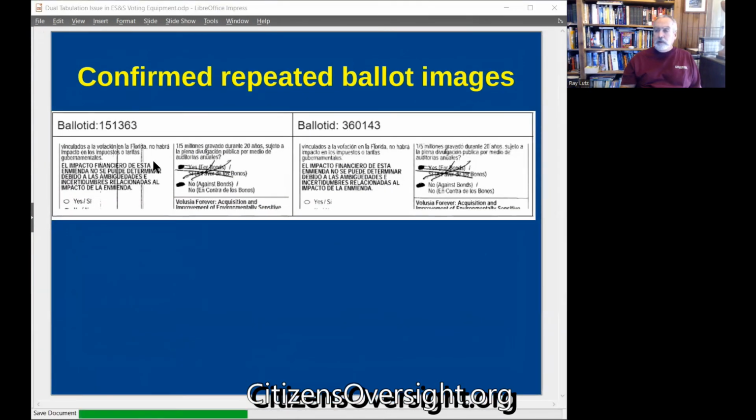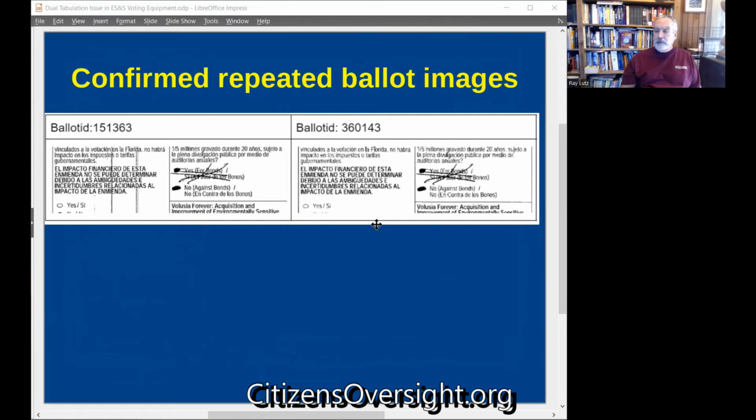So we looked at the ballot images because we expected to find 5,000 duplicates. They're very hard to find because a lot of them just look the same, and there isn't a lot of distinguishing marks. In this case, though, we found these very distinctive marks, and you can see we have two different ballot IDs here. So this one was maybe scanned later, and this was the original one from the original drive.